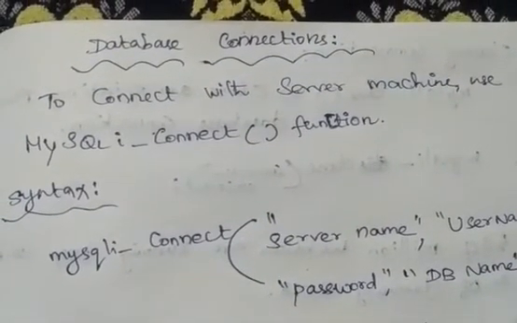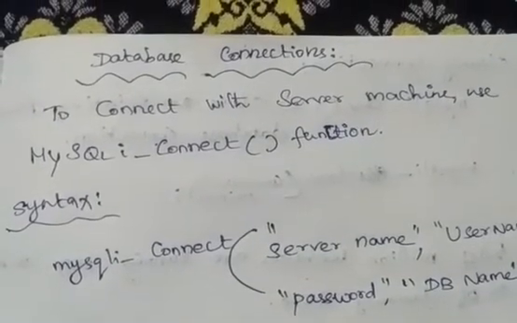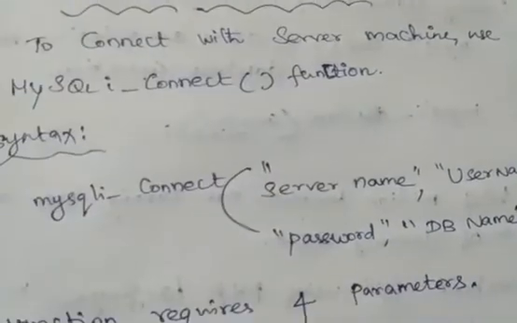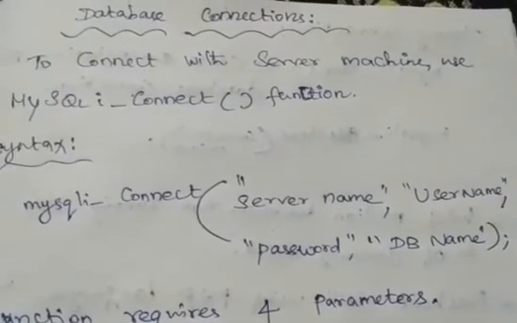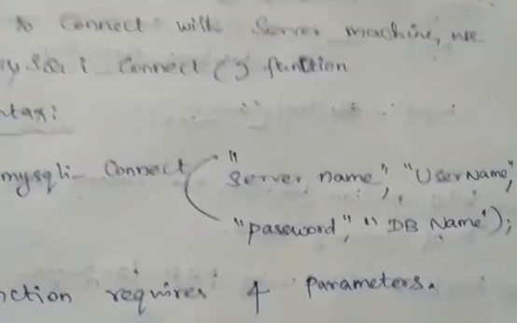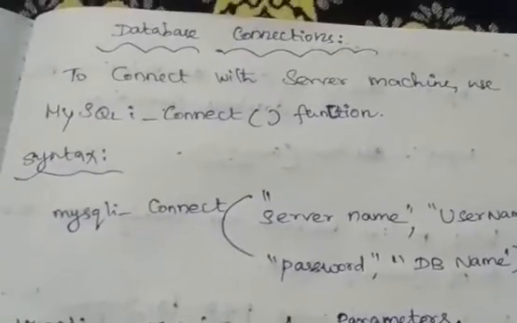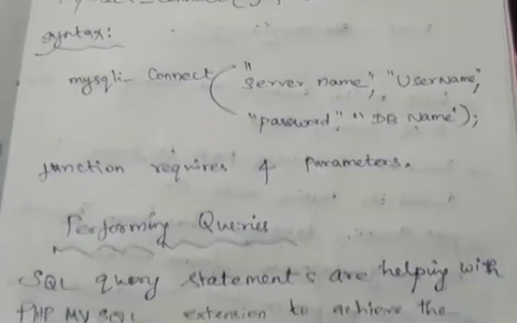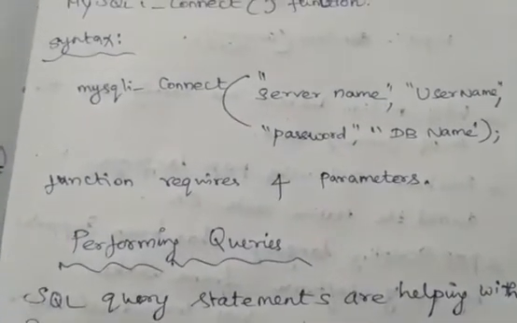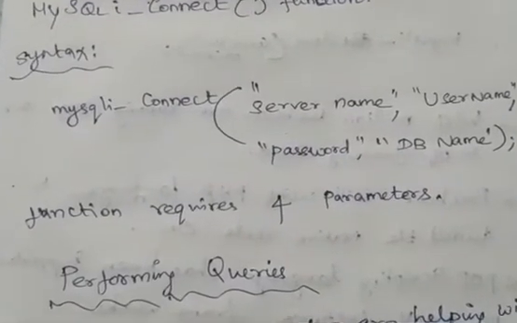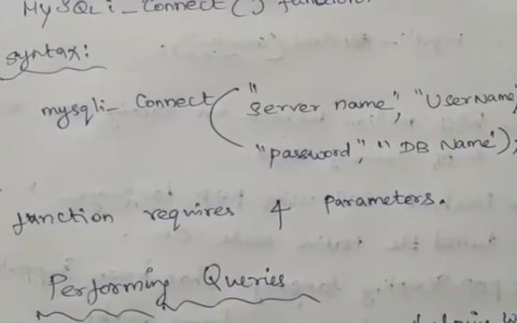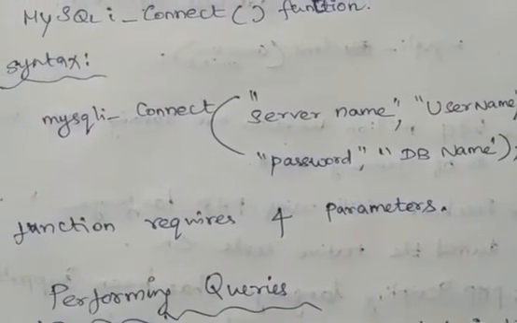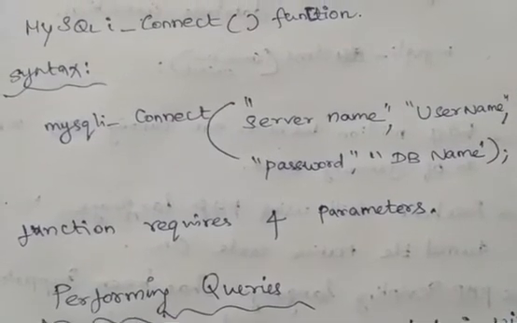So here, to connect to the server machine, we must use the mysqli_connect function. Syntax is mysqli_connect. What are all the parameters? As it is a function, we must specify them within the parentheses. We have to represent 4 values: server name, username, password and then database name. These are all the 4 things you need to connect with the SQL server. So mysqli_connect is a function which is used to connect to the server.